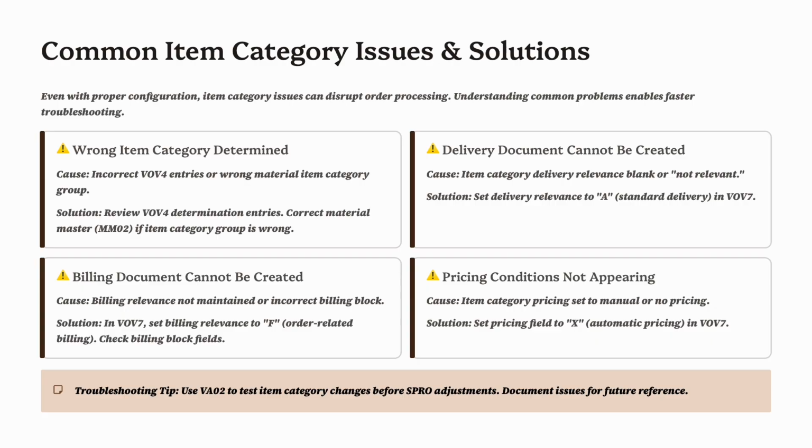5. Schedule line not created. No schedule line means no delivery, no ATP, no planning. Causes include: the item category does not allow schedule lines, the material is a service or text, or the determination table is not maintained properly. Always check: does the item category allow schedule lines?